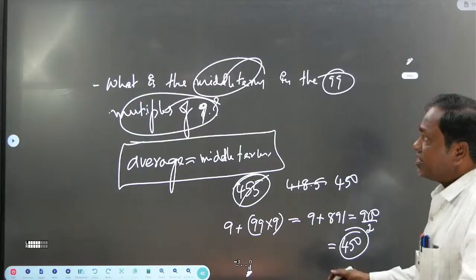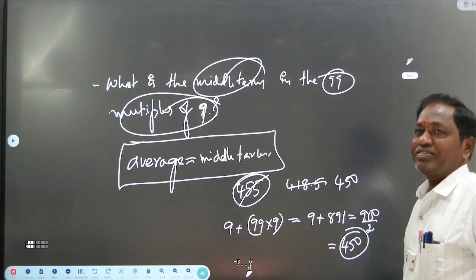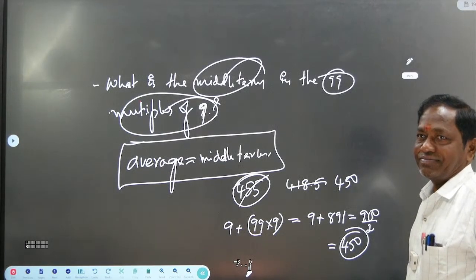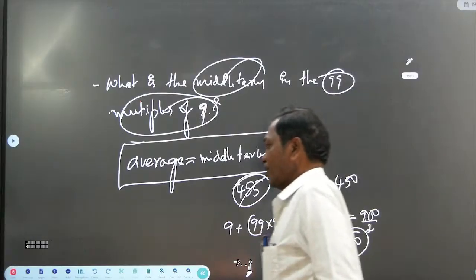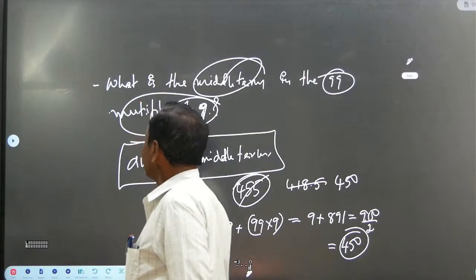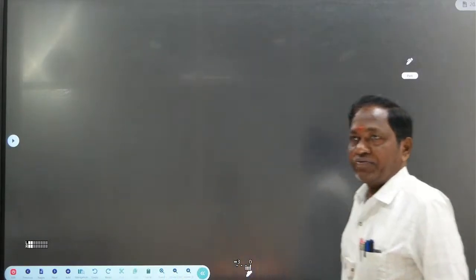But in CSAT, what would the question be? What is the sum of the digits? So sum of the digits of it. That's just like that. Okay, I think this topic is over.